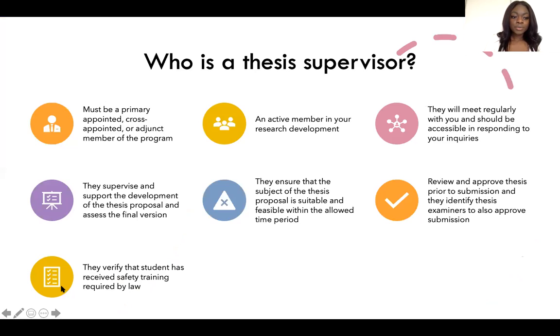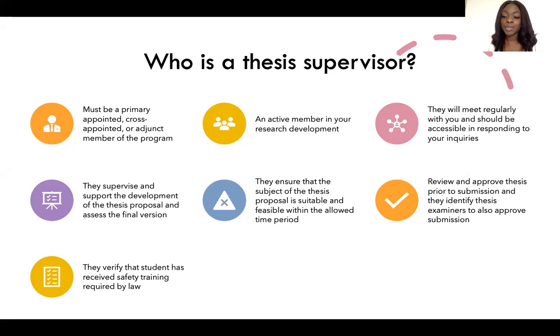So I just want to go through this quite in detail because, like I said, I think it's the most important part. So the first thing is, let's talk about who exactly is a thesis supervisor. Your thesis supervisor must be a primary appointed, a cross appointed, or adjunct member of the program. So they have to be someone that works in the faculty and conducts research in the faculty or even in a faculty that's associated to your school. And they have to be an active member in your research development.